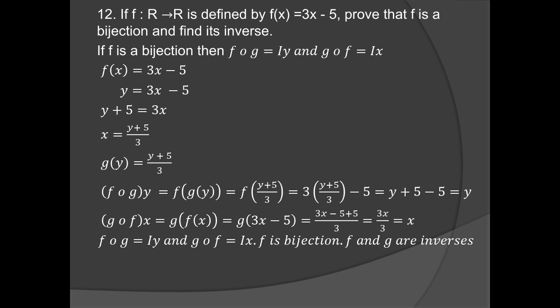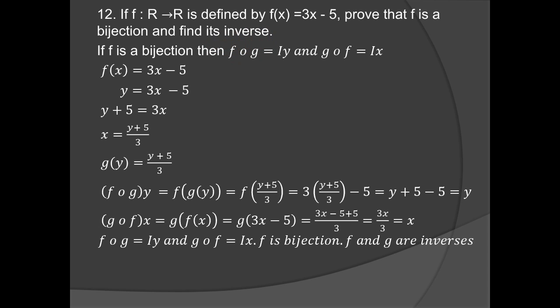So f of g is equal to the identity function of y and g of f is equal to the identity function of x. So f is a bijection. Bijection means both are inverses of each other. f is the inverse of g, g is the inverse of f. In the question you are asked to find the inverse of f. So g is the inverse of f, isn't it?